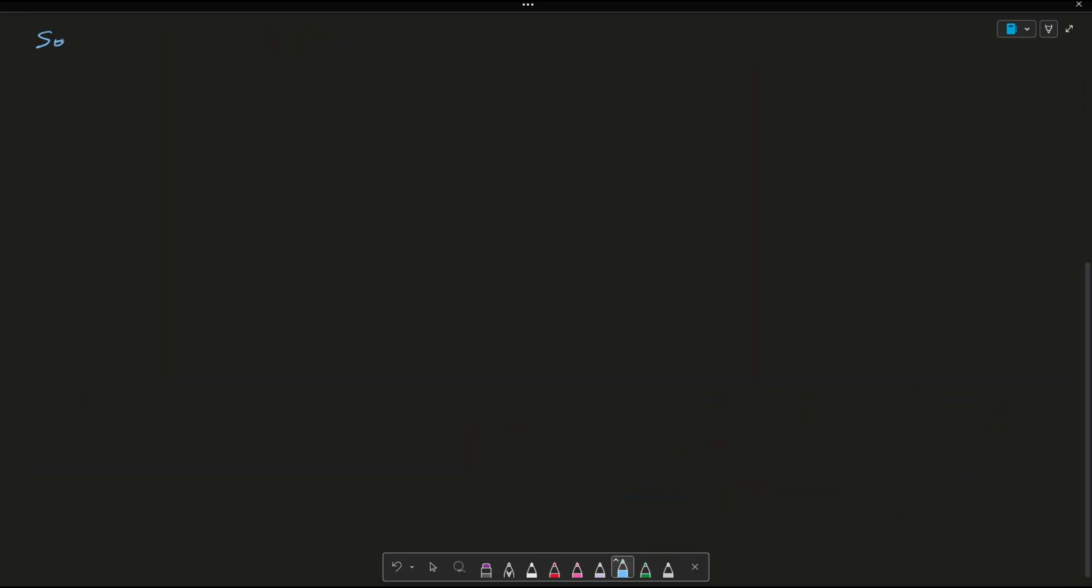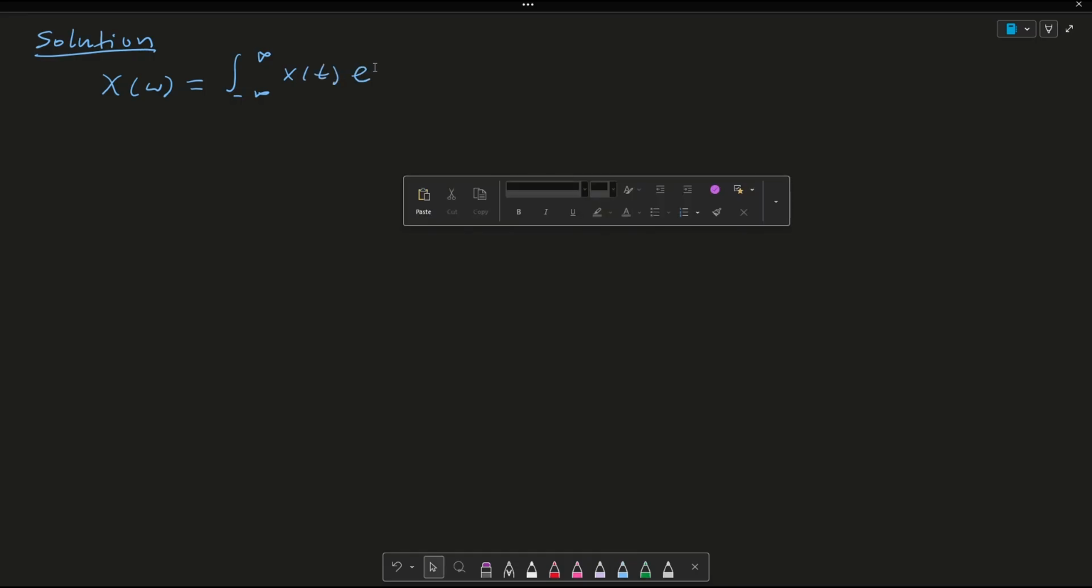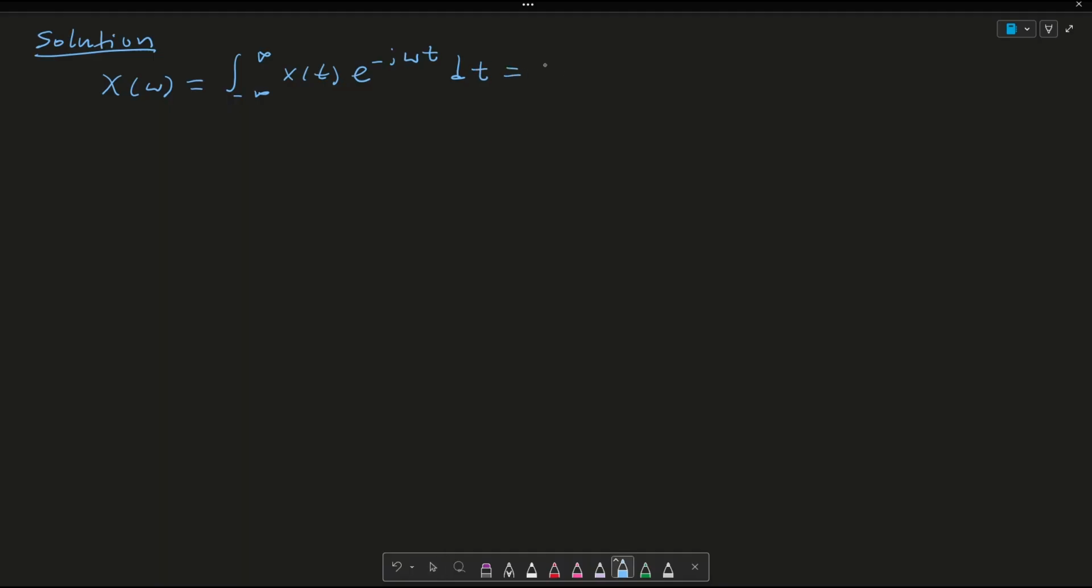So in terms of the solution to this problem, from our previous video, we know that the Fourier transform capital X of omega is equated to the integral from negative infinity to infinity of x of t times e to the minus j omega t dt, where again in our case, this is the integral from negative infinity to infinity of A rect of (t minus t naught) over capital T times e to the minus j omega t dt.